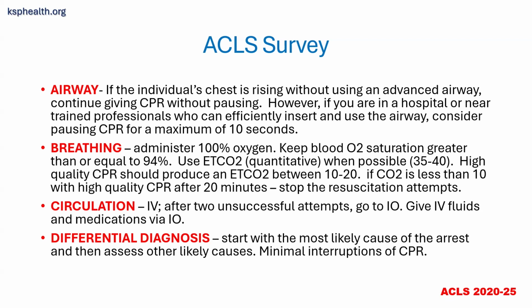Circulation. The best way is to get an IV as soon as possible. It is a team effort. Especially in the hospital, one person takes care of the airway, another person does chest compressions, and the third team member puts in an IV. After 2 unsuccessful attempts, go to IO. Give IV fluids and medications via IO. There is no role for a central line.